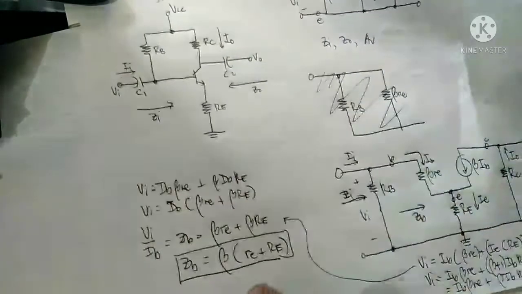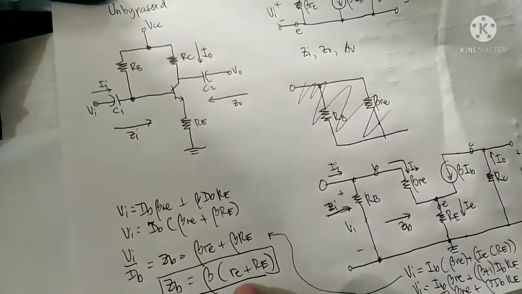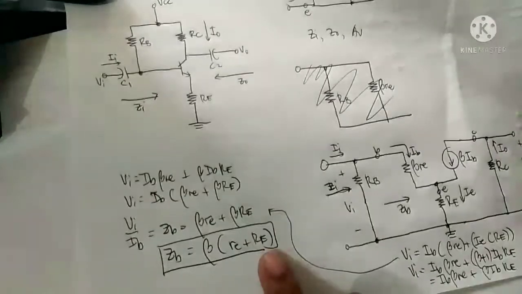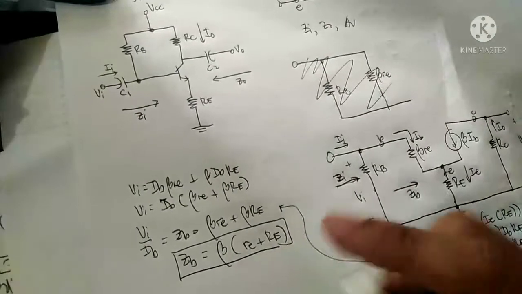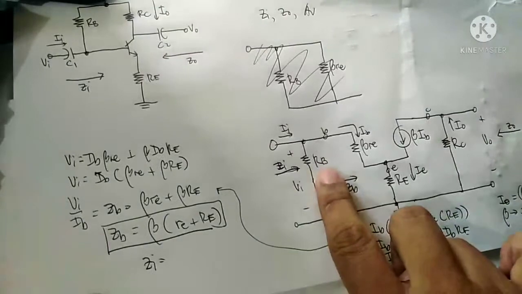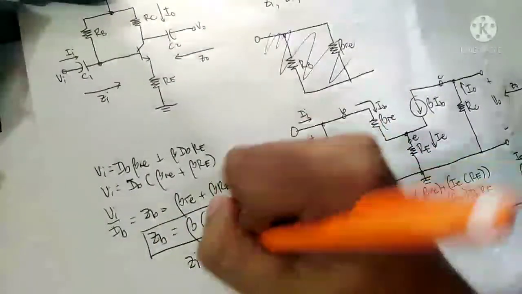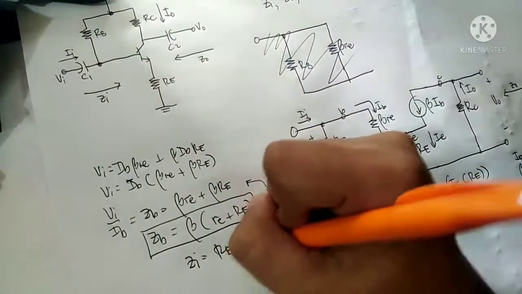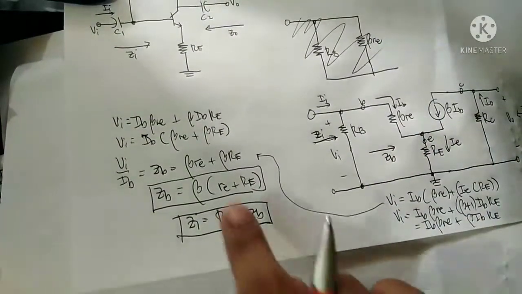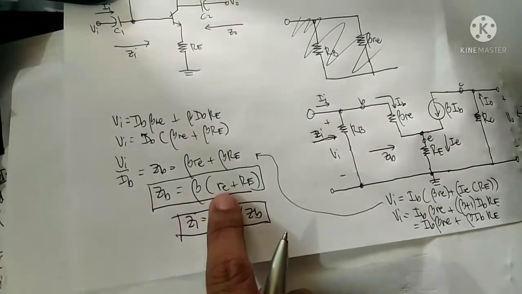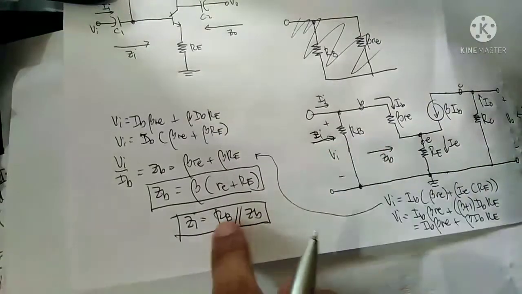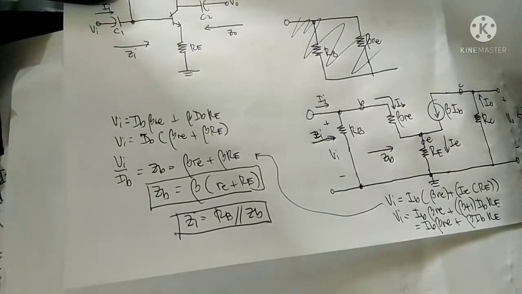As you can see, Zb is equal to beta times (re plus RE). In order to calculate the input impedance, it is just equal to RB parallel to Zb. So this is how you calculate the input impedance. Memorize the formula: beta times (re plus RE), and then parallel to RB. So you can calculate the input impedance.